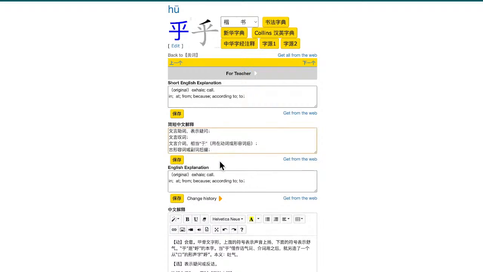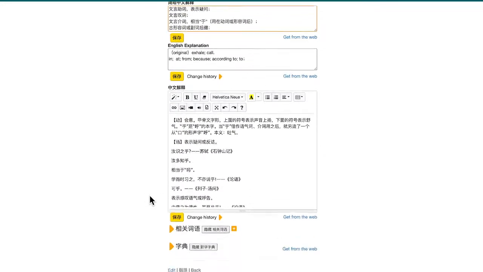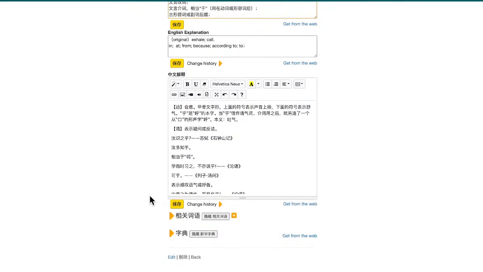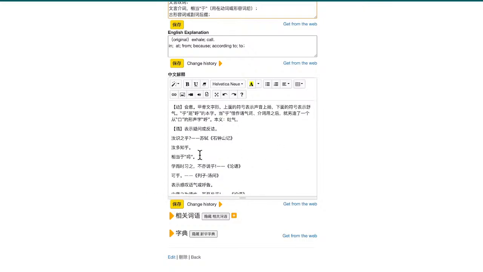Exactly which one of them it is really depends on the context and where it is. For example, like 如是乎, so that hu means a question. 如多乎, that's not a question, but it's a rhetorical question.